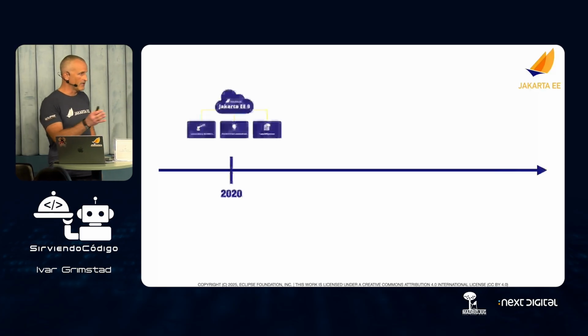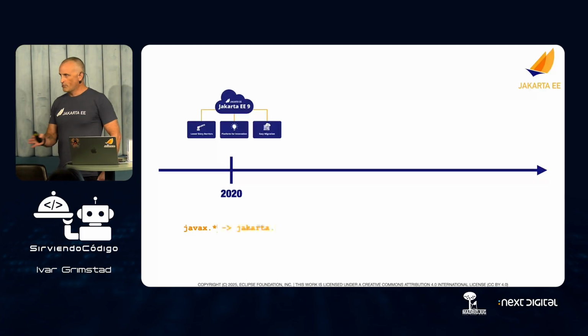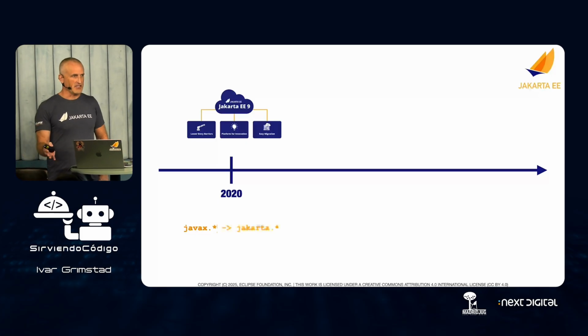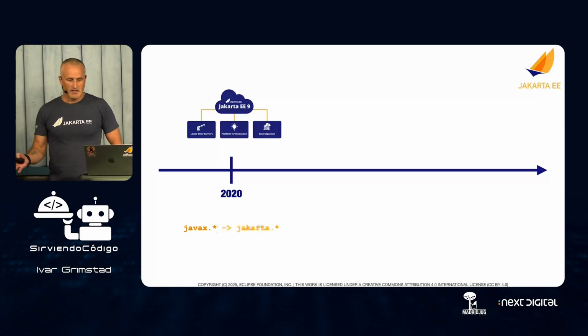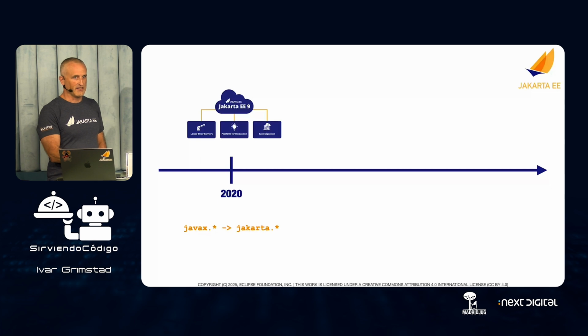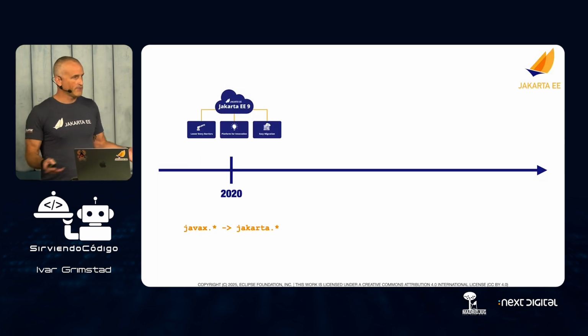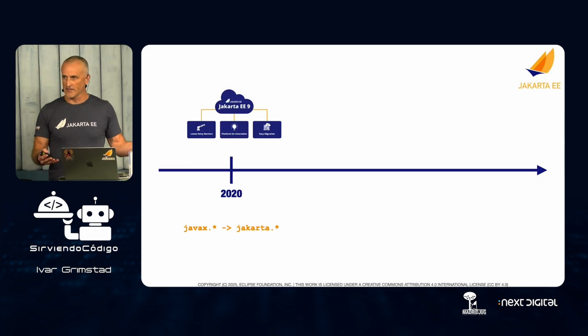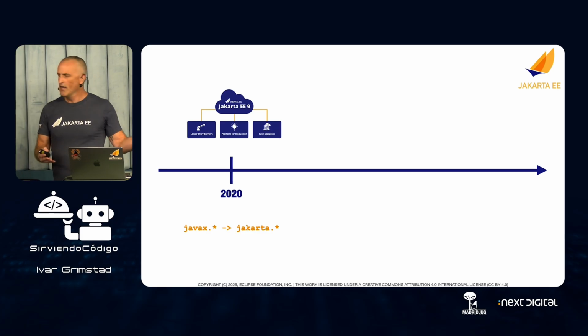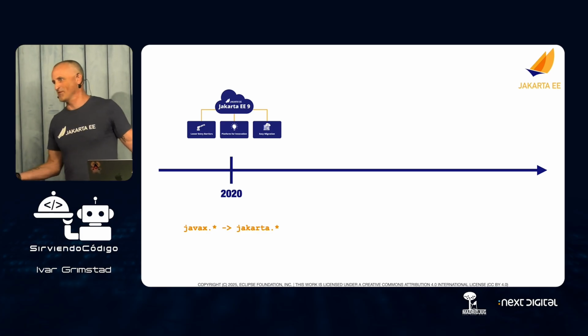But we're going to talk about Jakarta EE, and before we do that, I want to do a little timeline. So you probably remember the namespace change we did in 2020, and that was Jakarta EE 9. And this was all because of legal reasons that we did this namespace change. And we're not going to do it again, I can promise you that.